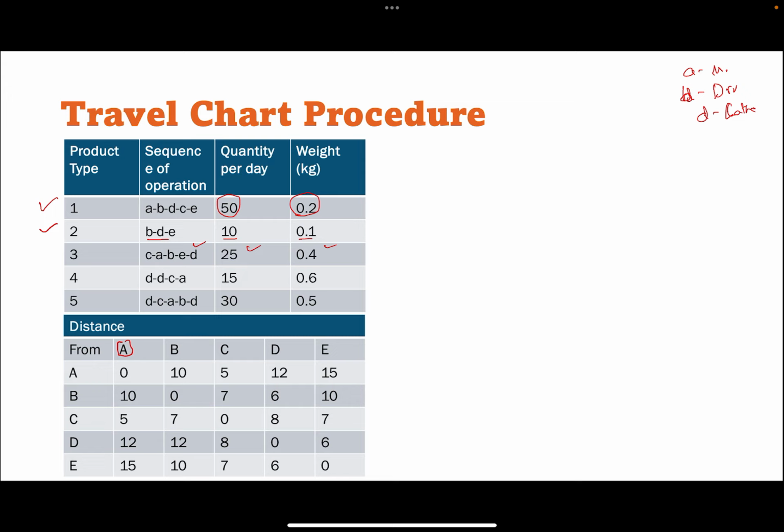From A to B it is 10, A to C it is 5, A to D it is 12, like that. From D to D that will be 0, that is obvious. From D to C it is 8, like that. So the distance is also given.